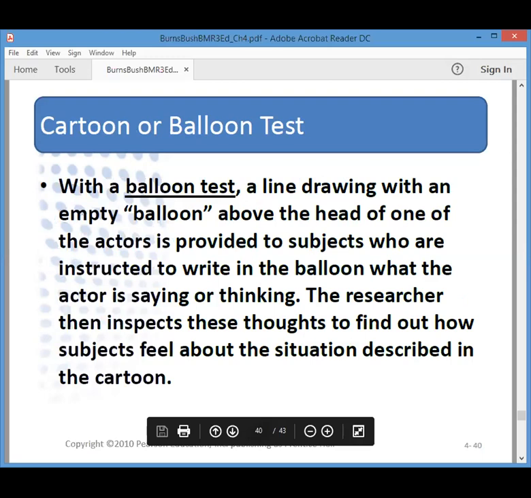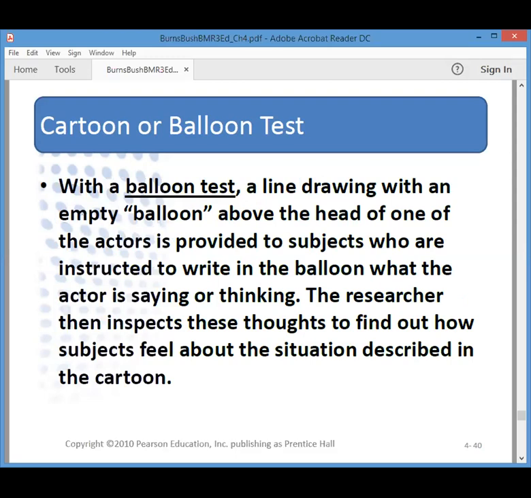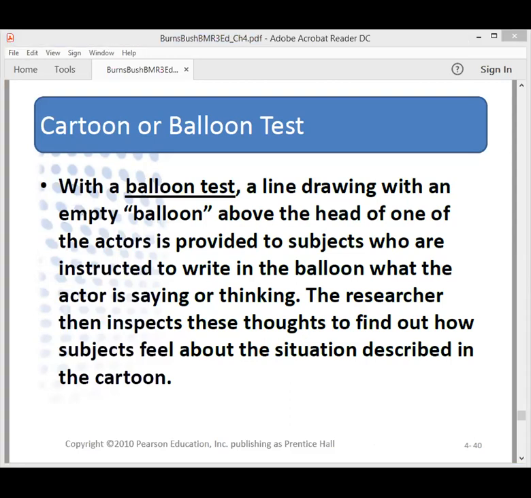Another qualitative research approach is the cartoon or balloon approach. You have an empty balloon above the head of one of the actors, and our subjects are asked to write in the balloon. The researcher then inspects these thoughts to find out how subjects feel about the situation described in the cartoon.